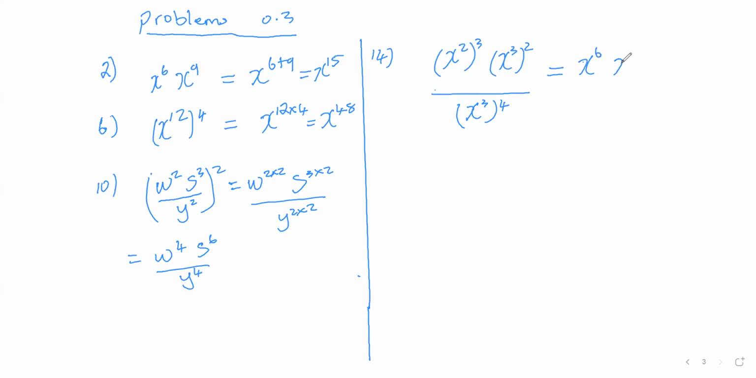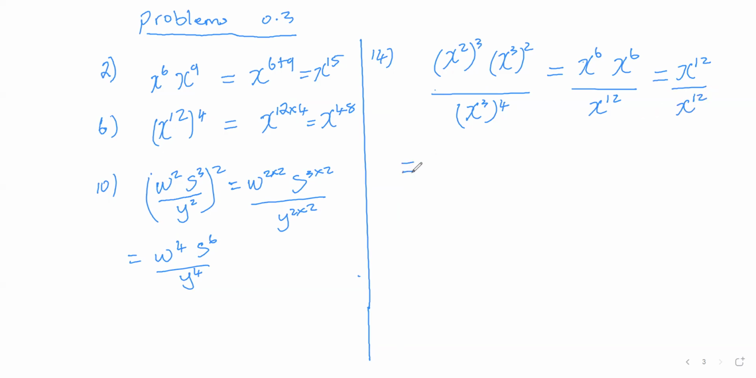Next one, x to the 6 as well, divided by x to the 12, all right? Then we apply law 2 to the numerator, which says if you are multiplying expressions with the same base, you can simplify them by adding up their powers. So if we apply law 2 to the numerator, it becomes x to the 6 plus 6, divided by x to the 12, all right?